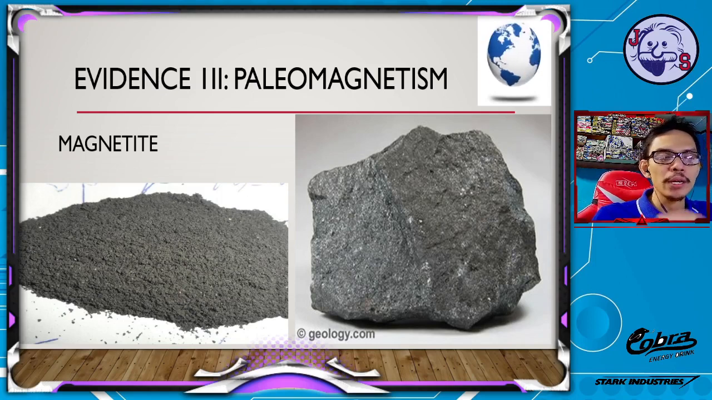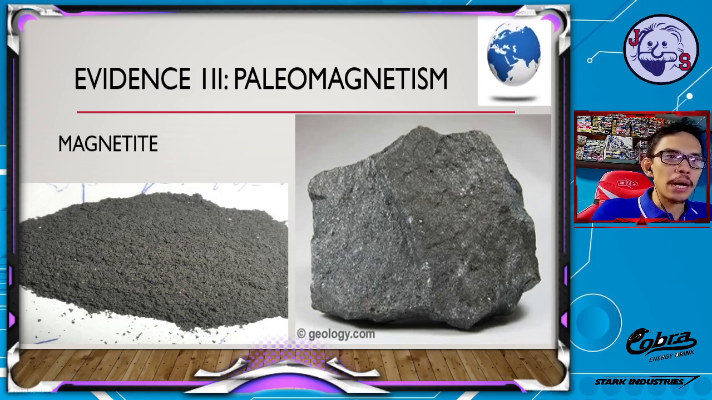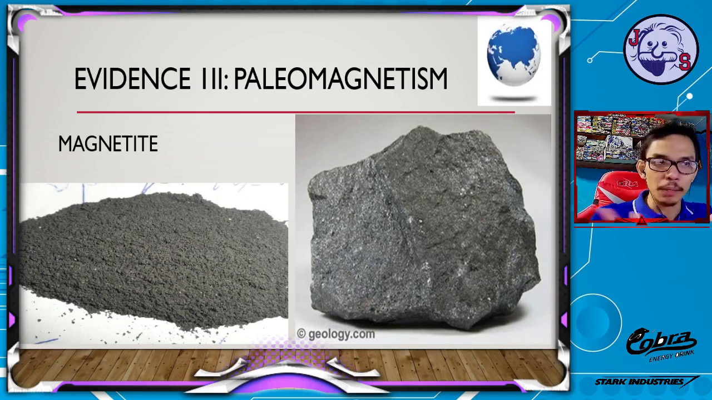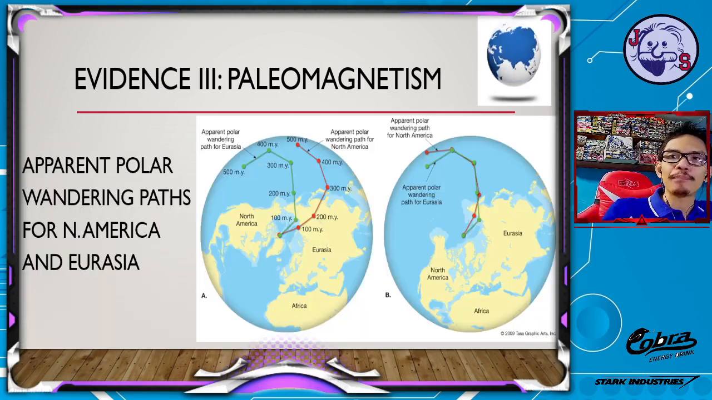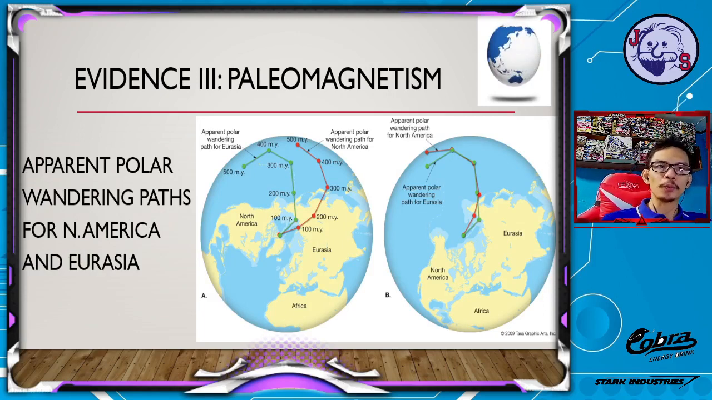Okay, so that is why it is a very good source of data in terms of studying plate tectonics. All right, so that is what the magnetite is all about. And okay, let's discuss what apparent polar wandering is and how this idea supports that the continents are moving. So first, let's define the word apparent.